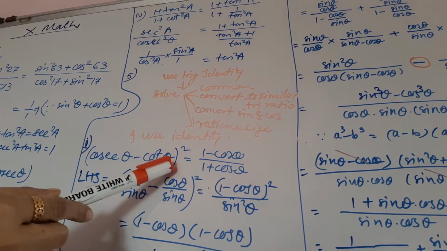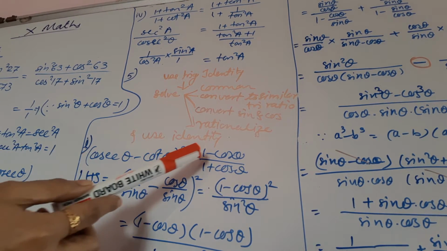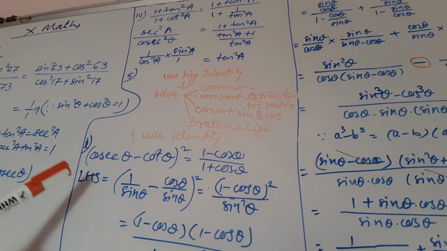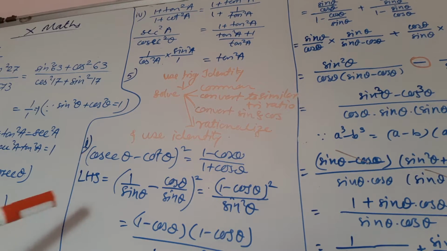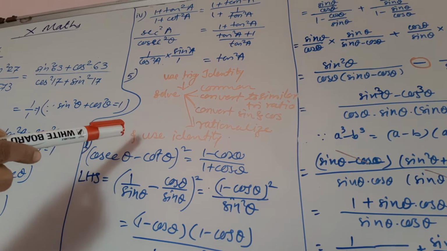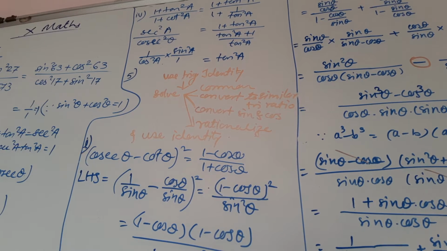If you see here, after squaring you will get 3 terms on the left hand side, and here there is only 1 term. So it is easy to solve the left hand side to get the right hand side. So we are going to solve the left hand side here. Now here are some tricks you can use for solving trigonometric problems using the identities.